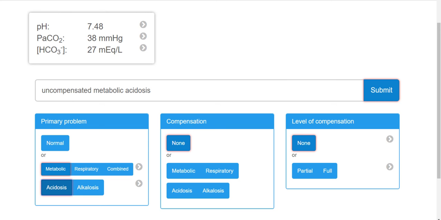So now we go on to bicarbonate. Bicarbonate is 27, which is outside the range of 22 to 26. And we know that with bicarbonate, the higher you go, the more acidic it is. The lower you go, no, the higher you go, the more alkalotic it is. I made a mistake here. The higher you go, the more alkalotic it is. The lower you go, the more acidic it is.